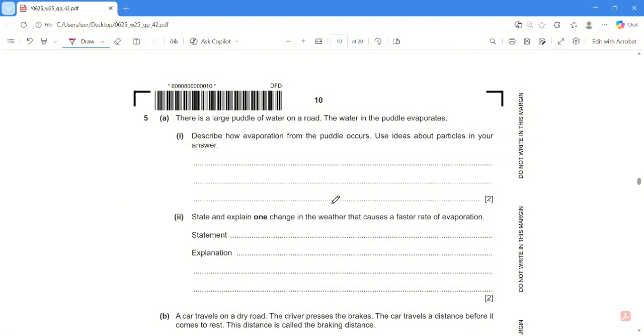Number 5. There is a large puddle of water. Describe how evaporation occurs. So easy. Evaporation occurs when the more energetic particles on the surface escape.